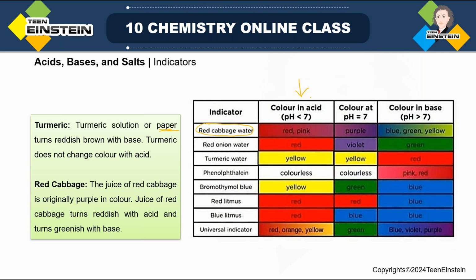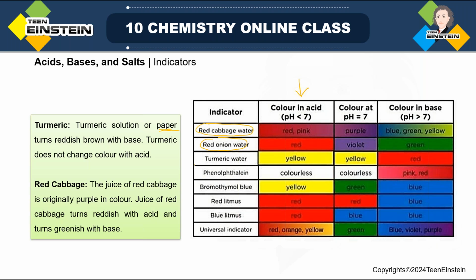Then red onion powder, red onion water. These also show red, violet and green. But mostly when we talk about onion, that will be discussed under olfactory, where we understand through smell, not through color. Though it is written here, you can consider it under this natural category, but the onion example we will see mostly in the olfactory indicator type, number 3. Then turmeric water, yellow, yellow. In acidic there is no change. The original color is also yellow, but in base it will be red.